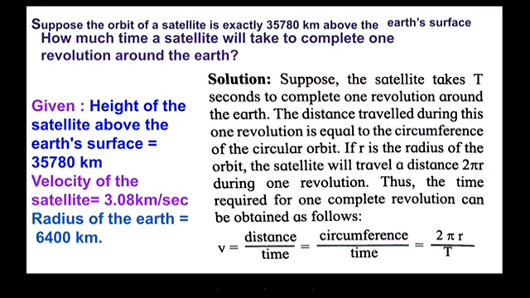The distance travelled during this one revolution is equal to the circumference of the circular orbit. If r is the radius of the orbit, the satellite will travel a distance of 2 pi r during one revolution. That is, it will complete one circumference in one revolution. Thus, the time required for one complete revolution can be obtained as v is equal to distance upon time. Distance is equal to the circumference, so it is equal to circumference upon time. Circumference is 2 pi r, so it is 2 pi r upon t.